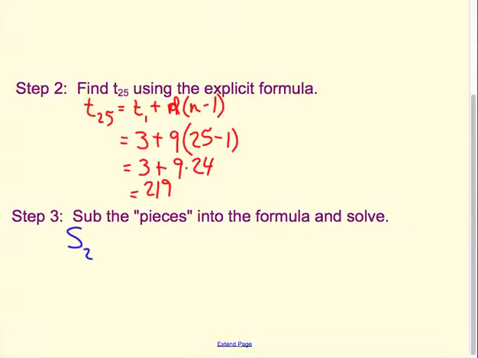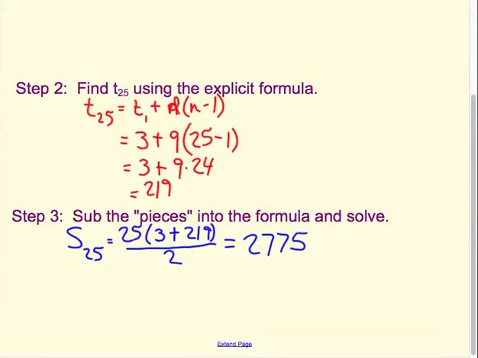So S sub 25 equals the number of terms times the first term plus the last term, all over 2. So at this point, I would just punch all of this into my calculator. And you don't have to worry about using too many parentheses because of the example I showed you on the last one. You could do 25 divided by 2 and then multiply by the 222, or you could do 222 divided by 2 and then multiply by 25. So as long as you've got parentheses around the 3 plus 219, if you don't do that in your head, then you should be fine just punching that into your calculator.